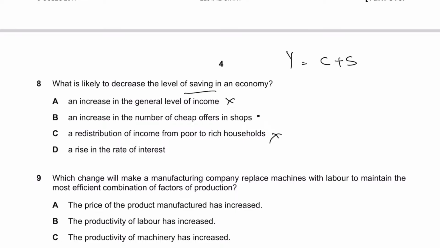And part D says a rise in the rate of interest. A rise in the rate of interest would make savings more attractive because people will save money in banks to earn those high rates of interest. Because right now, for an individual, saving would result in more income and more benefit in terms of more money, because obviously the more interest I earn, the more money I get in future.